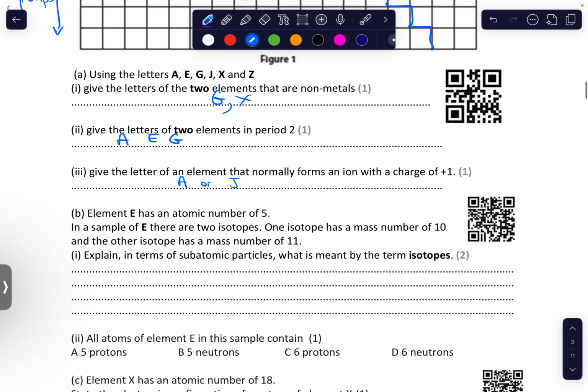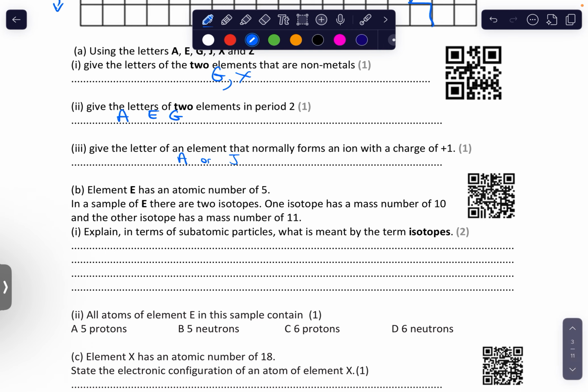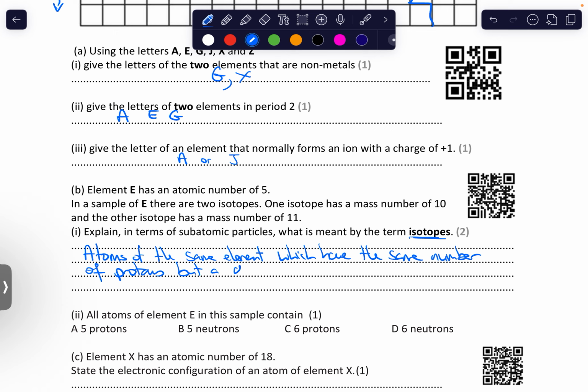Okay, moving on. Explain in terms of subatomic particles what is meant by isotopes. So these are atoms of the same element which have the same number of protons but a different number of neutrons. Okay.